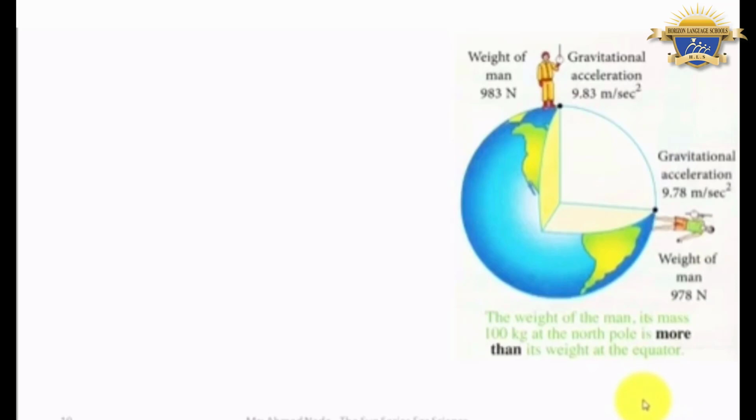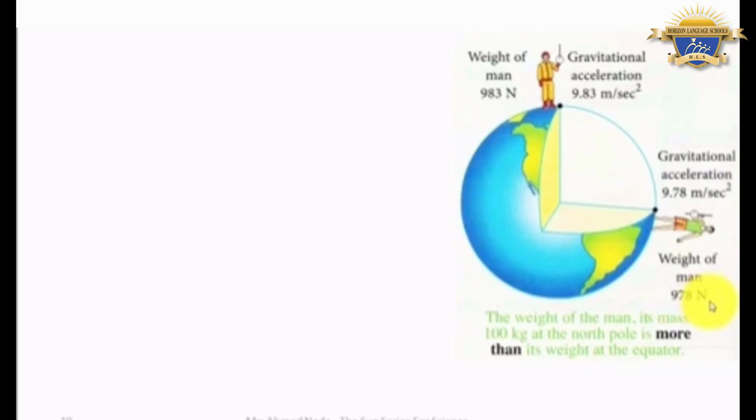How? Let's notice this person: the weight of this person differs from one place to another on the same Earth. The gravitational acceleration also changes from point to point. At this point the weight of the man is 983 Newton, but at this point the weight is 978 Newton.